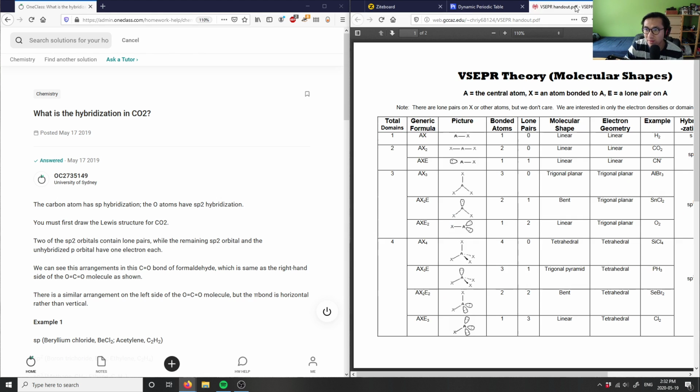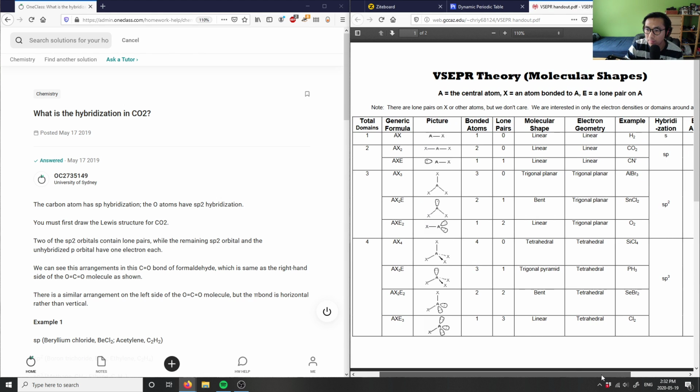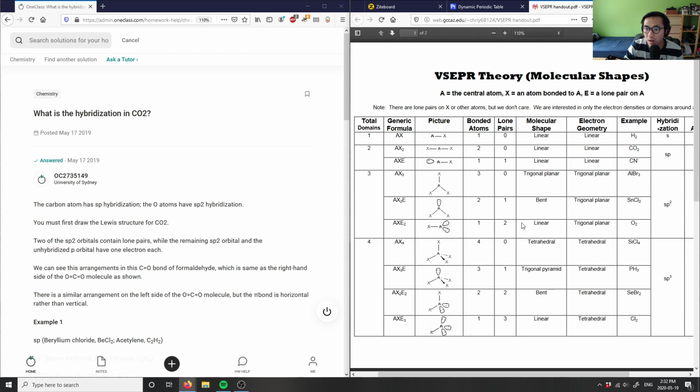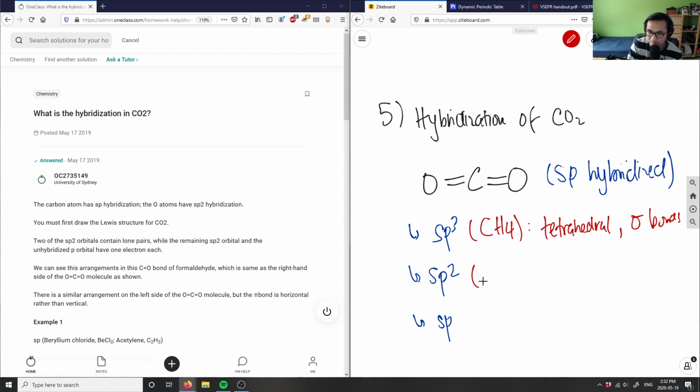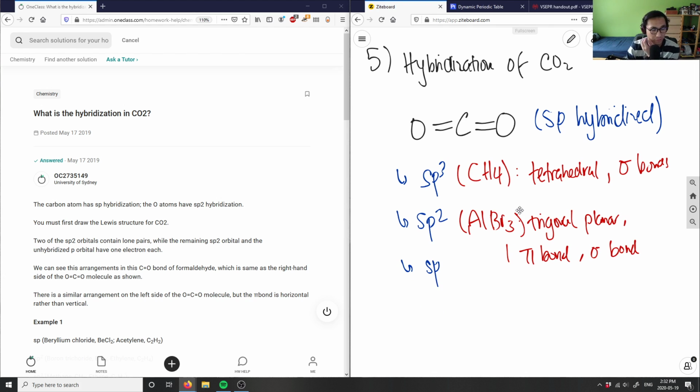In sp2, let me find an example. sp2 would be something like a trigonal planar structure. AlBr3 would be a great example of sp2. This is trigonal planar, and in sp2 I have one pi bond, and the rest are sigma bonds. In AlBr3, the lone pair contains my pi bond, right?